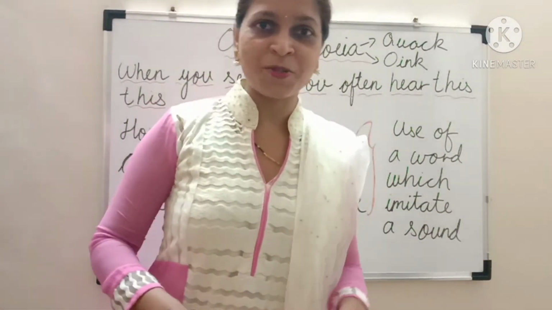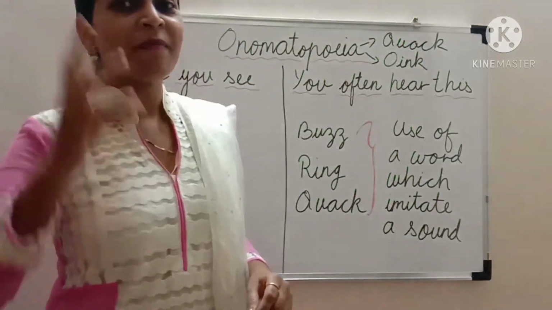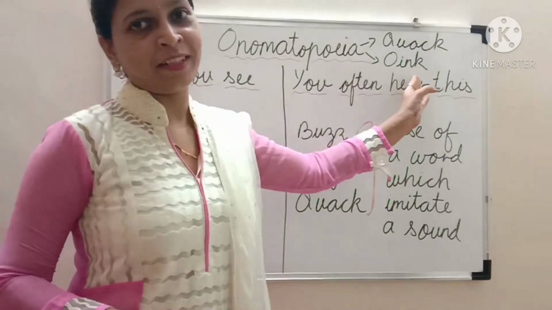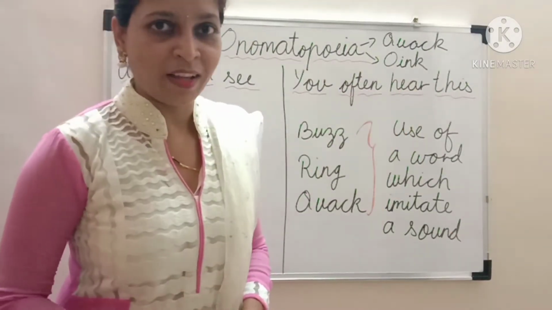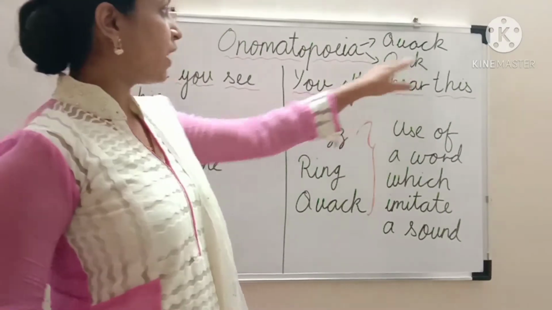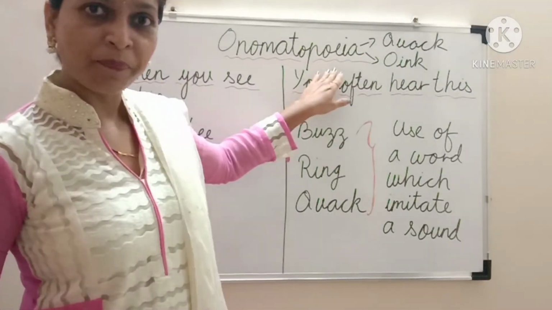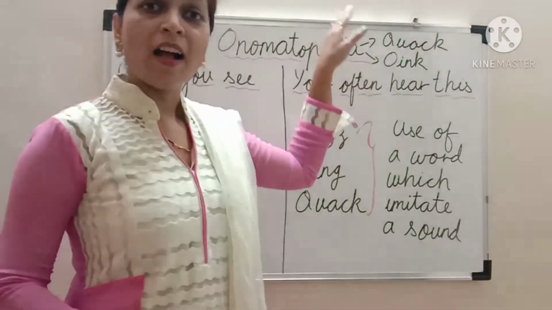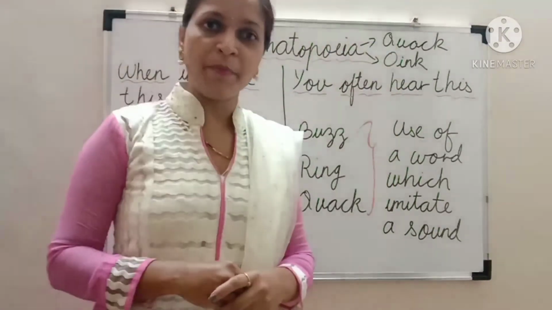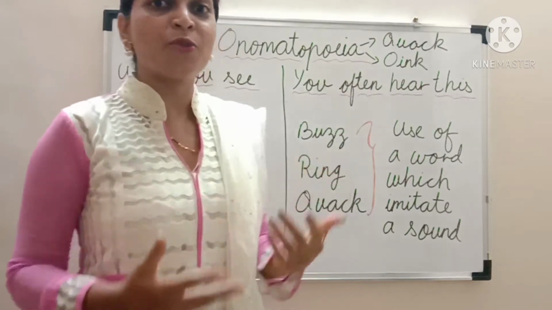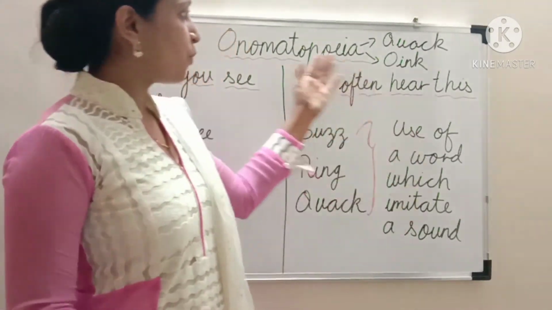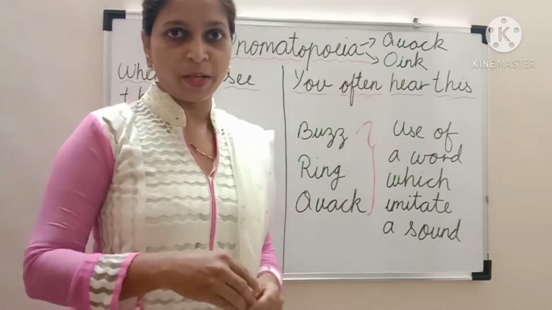I hope you all enjoyed the poem. In this poem, imagine the poem without the words quack and oink. We definitely lose the fun. So the words quack and oink are called onomatopoeia. Such words are used by the writer just as a fun element so that the reader may enjoy the story and the poem.